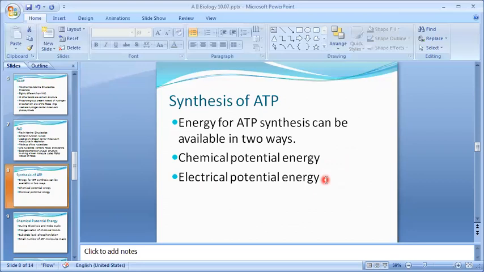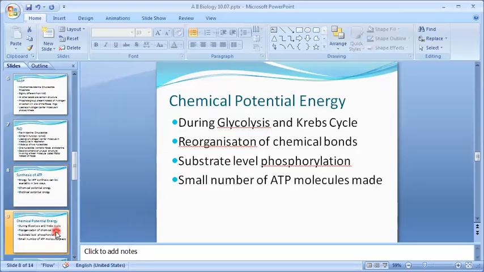So now we have to see where chemical potential energy is released and where electrical potential energy is released. First of all, coming to the chemical potential energy. If you remember, when we studied the process of glycolysis and the Krebs cycle, we saw that in glycolysis, 4 ATP molecules were made from ADP and inorganic phosphate. In the same way, in the Krebs cycle, 2 molecules of ATP were made, once again from ADP and inorganic phosphate. So basically, the chemical potential energy is released during glycolysis and the Krebs cycle.